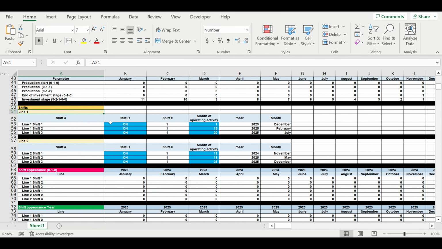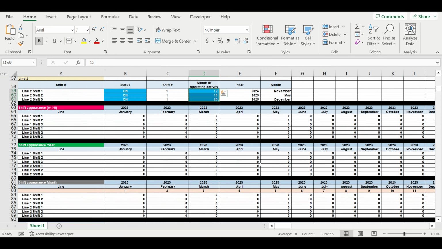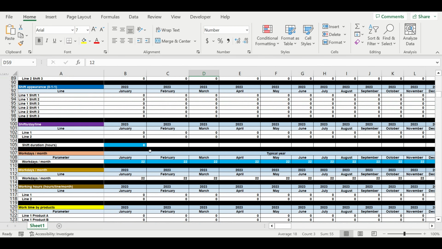Then we assume that each line has a maximum of 3 shifts. We can switch on and off each shift, and then we specify when each shift appears. So the first shift appears on the first month of operating activity, the second one appears, let's say, on the 20th month of operating activity, so this will be July 25, the third will be, for example, on the 39th month of operating activity, so this will be February 27. So here we can specify when each shift appears. This will affect revenues, direct expenses.